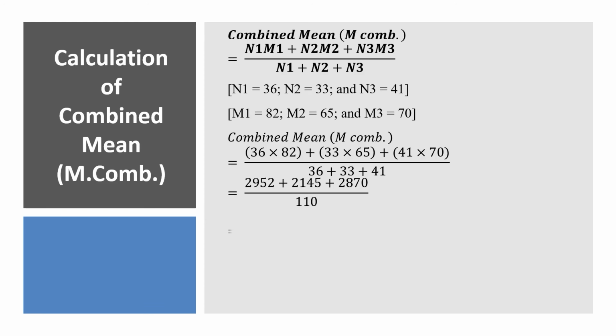The total is 110. Further, you just add these 3 values, that is 7967, and divide it by the total number, that is 110. And now you see the mean is 72.43. So scientifically you can calculate a combined mean. The combined mean cannot be calculated just by adding the 3 means and dividing by the total number, because the numbers in each group are different. So you cannot just do it; you have to use the combined mean formula.